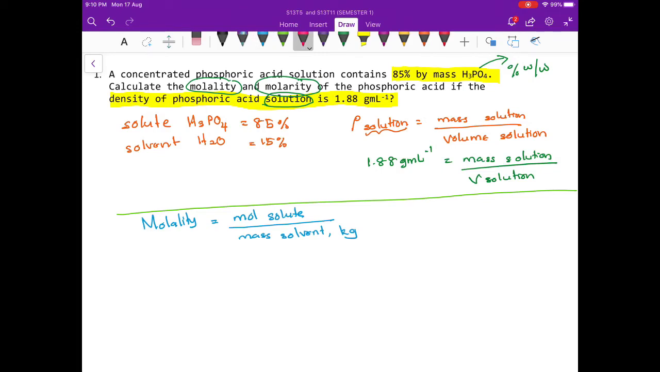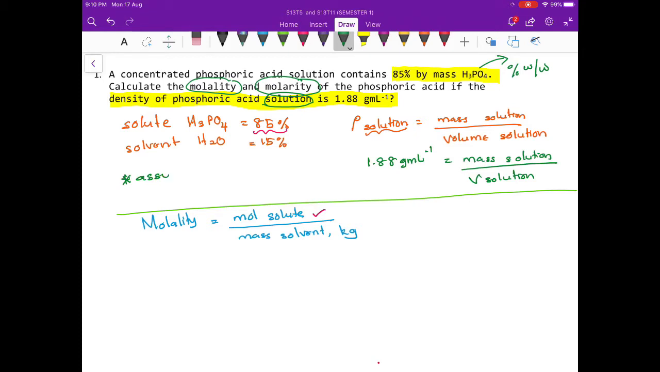Alright, so now how to solve the problem? We need to identify the mole of the solute. So we already have 85% of the solute, and then the mass of the solvent, we already have 15% of water. So how to solve this problem? Let's look at both pieces of information that we have. We don't have any information that relates to the mass or mole of solute. So we cannot solve the problem directly, and we can write an assumption.